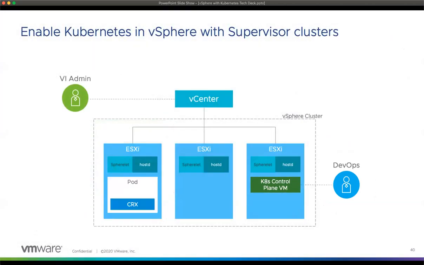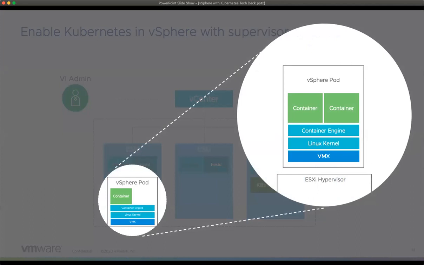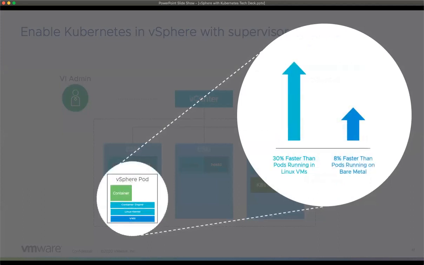So running on the vSphere, running on the ESX hosts would be something like a vSphere pod. I showed that earlier. As mentioned, 30% faster than pods running in Linux VMs, 8% faster than pods running on bare metal because of all that scheduling.